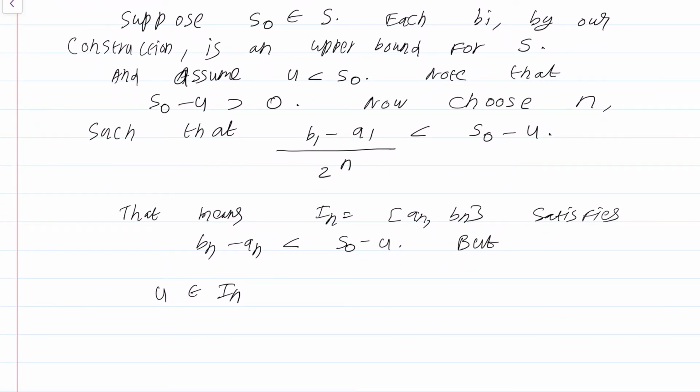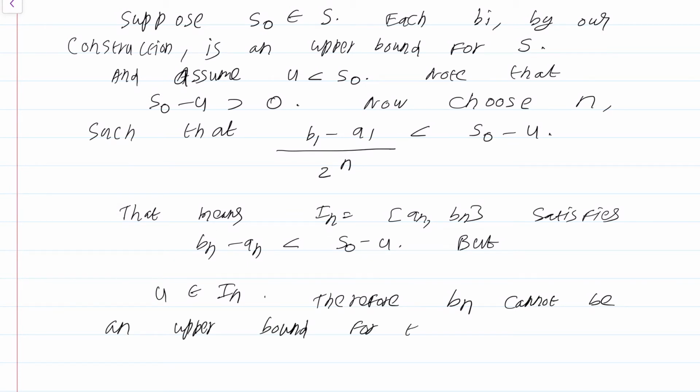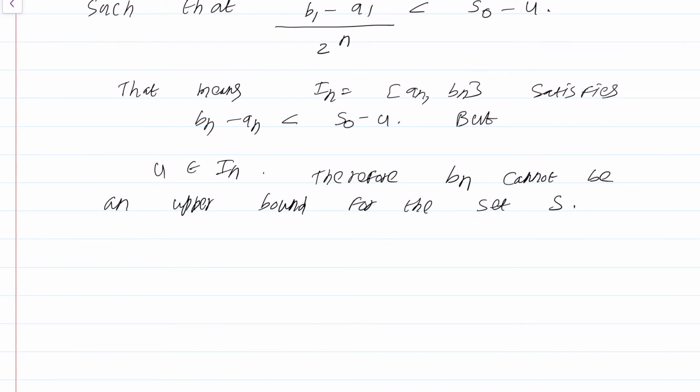Therefore, B_n cannot be an upper bound for the set S. Why is this the case? Well, here at this juncture, let me just draw a picture. We have this interval [A_n, B_n]. Okay. We have this point U, which is somewhere inside. We know that B_n minus A_n, this length, is certainly less than S0 minus U.